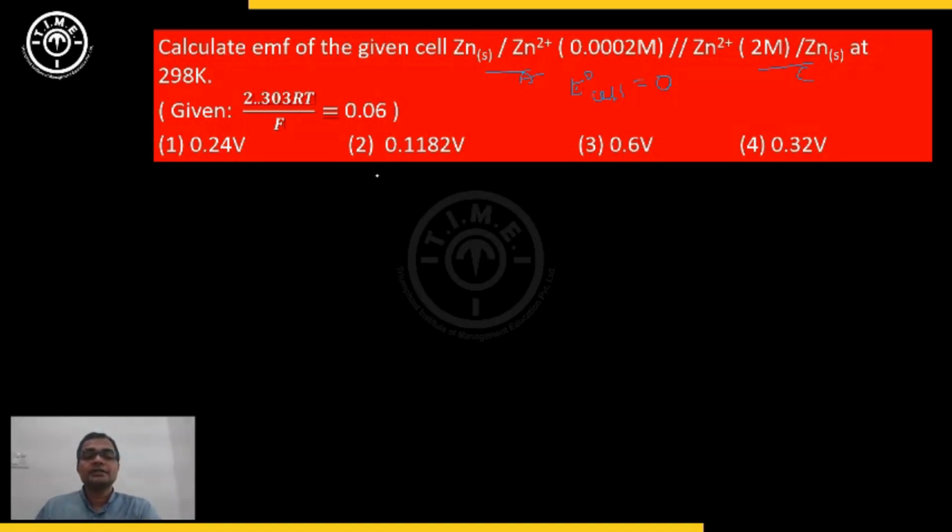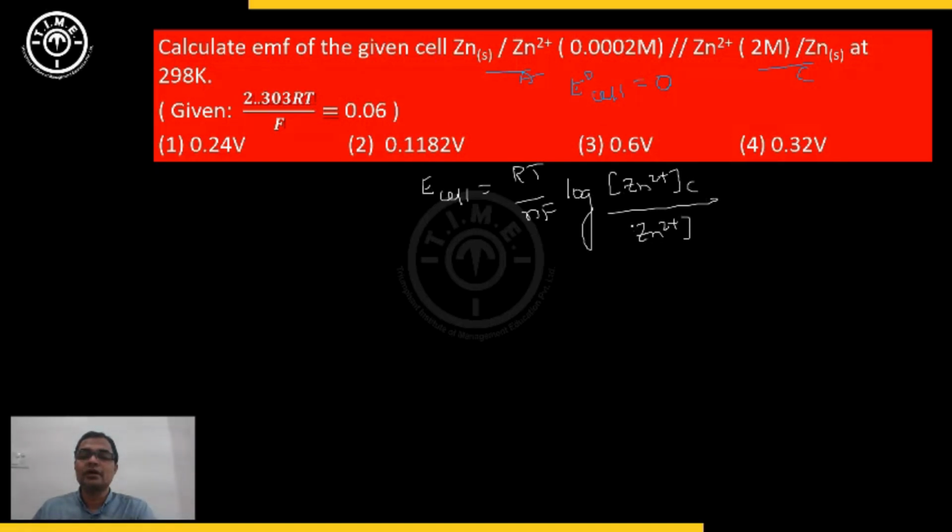Here, first you have to write the cell. What is an electrolyte type concentration cell? What is the EMF of the cell formula? E cell is equal to RT by nF log. What is the cathode solution here? Zn2+ ion. Okay? Zn2+ ion concentration of the cathode solution, divided by the Zn2+ ion concentration of the anode solution.